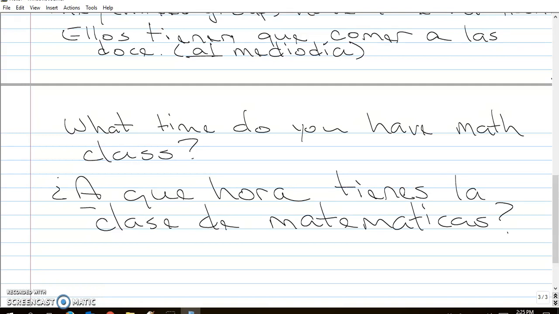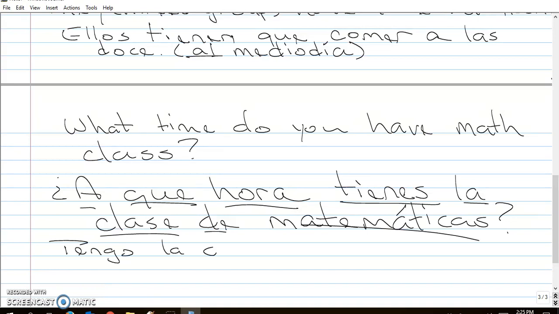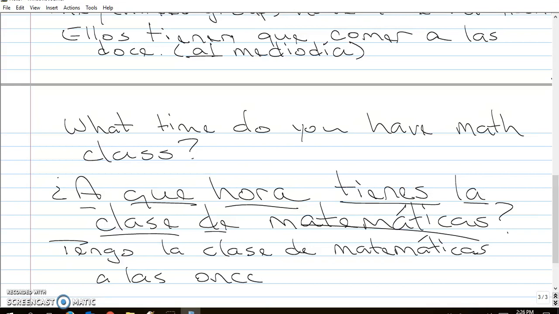At what hour do you have the class of math? Matemáticas. Oops, accent on the A. Matemáticas. All right, and then to answer, tengo la clase de matemáticas a las 11. We'll just say 11 to keep it simple.